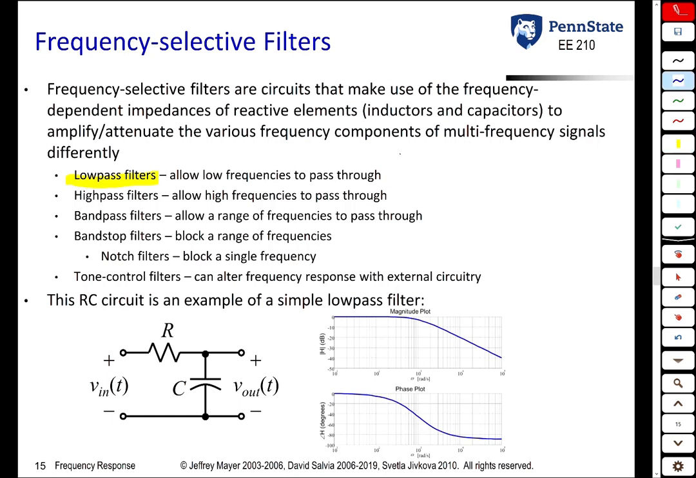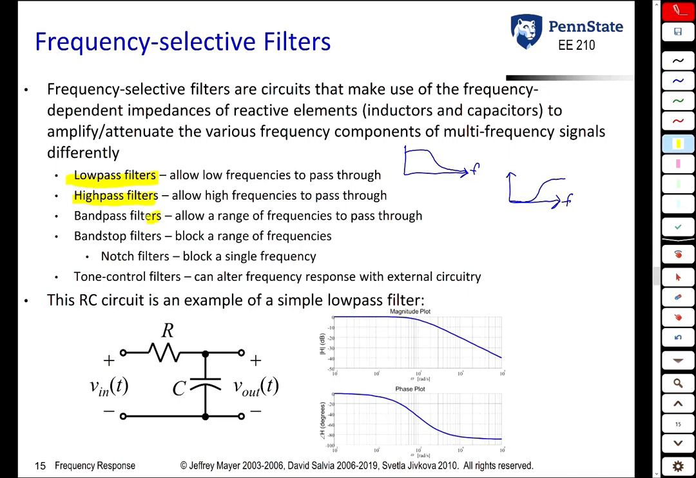So it's going to have a frequency response. So it's basically something like this. Low frequencies can pass through. High frequencies are attenuated. A high-pass filter does just the opposite. It allows high frequencies to pass through. So it's going to have a frequency response that starts at 0 and goes up and lets high frequencies pass through.